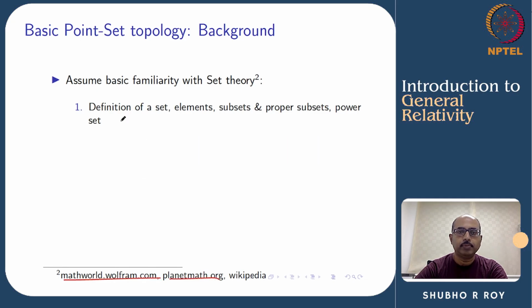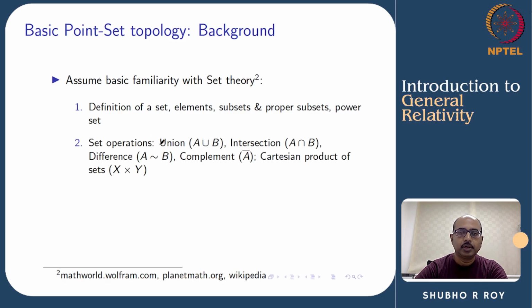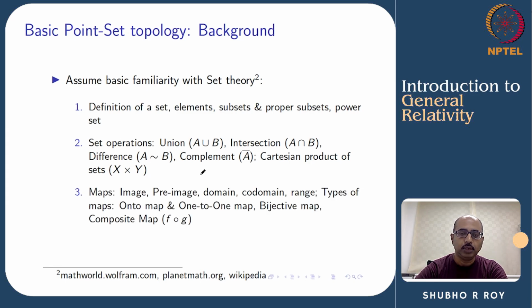So I will assume people are familiar with the definition of a set, elements of a set, subsets and proper subsets, power sets, etc. I will assume familiarity with set operations such as union, intersection, difference, complement, and Cartesian product of sets. Third, I will assume familiarity with the concept of maps between sets, concepts such as image, pre-image, domain, codomain, range, types of maps such as onto map and one-to-one map, what are bijective maps, and of course, composite maps, f of g. Most of you have seen them in high school.